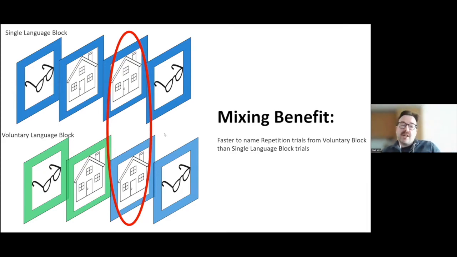And what we find here is a mixing benefit. It's in some studies at least. So previous studies of bilinguals have found a mixing benefit when you are able to voluntarily choose the language. So basically, in this case, the bilinguals are often faster to name repetition trials from the mixed block than they are to name the single language trials from the single language block, presumably because they're not having to employ any language control in the voluntary block, and in the single language block, they are having to suppress the other variety because they know they won't be using it. Whereas in the mixed voluntary block, they are free to use whatever comes to mind.